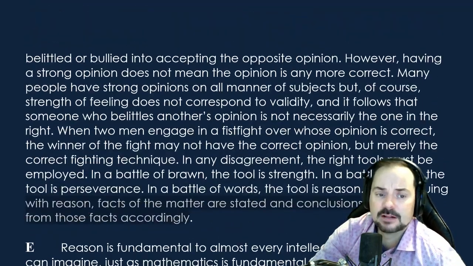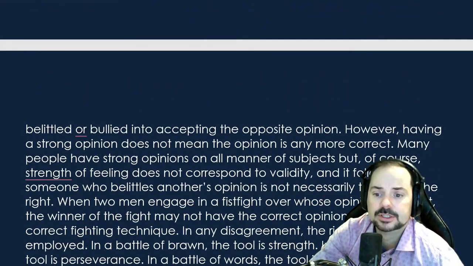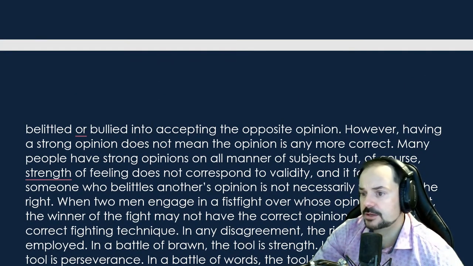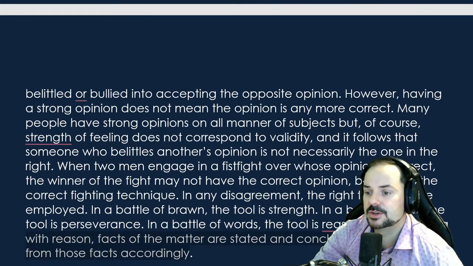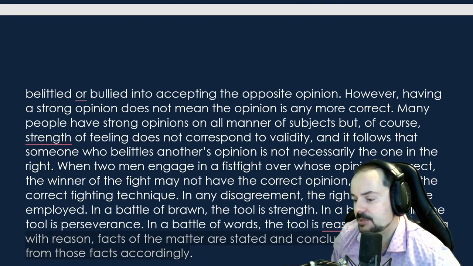I ask myself, what is this paragraph about? What do you think, members? Without me giving you the answer here, what do you think? What is this paragraph about? Type it in for me.